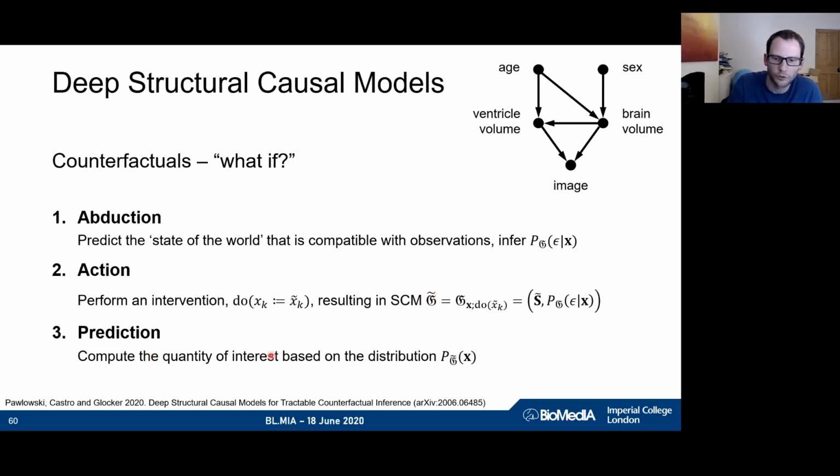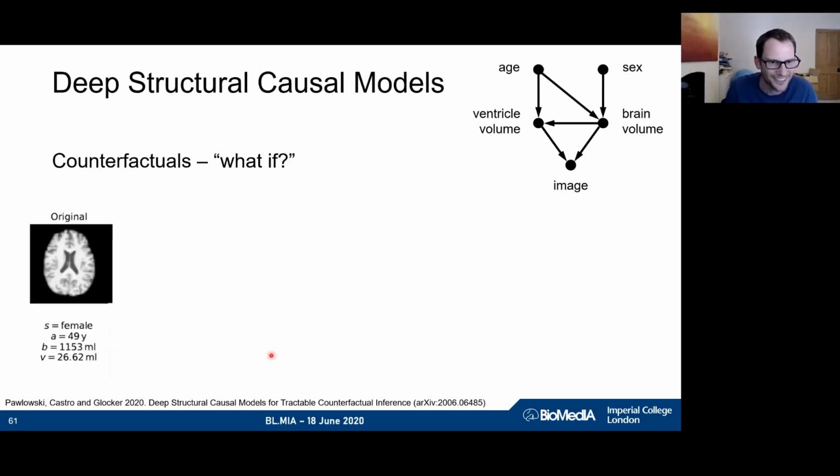Now you can compute the quantity that you want, let's say the image, right? So you change the age, and now you compute a new image. And that is actually working to some degree, at least. And I think this is where I got really excited when we saw this. So here's an input image. This is sex female, age 49, brain volume, ventricle volume measured. Now, I should say, probably someone will ask, how did we get these brain volumes?